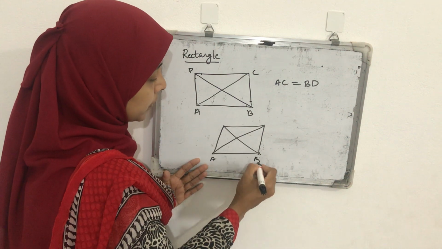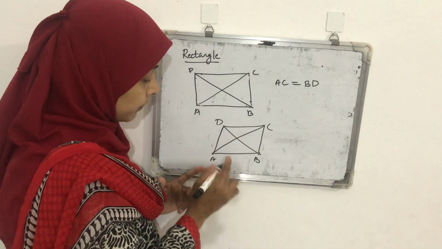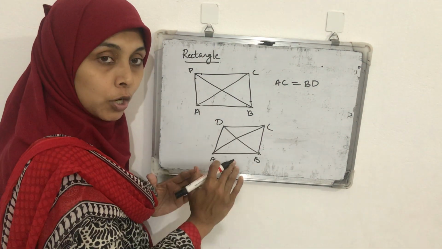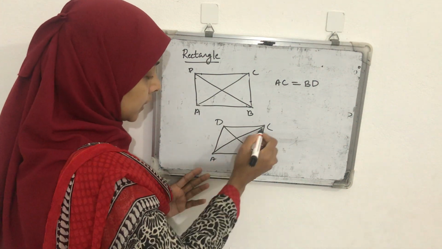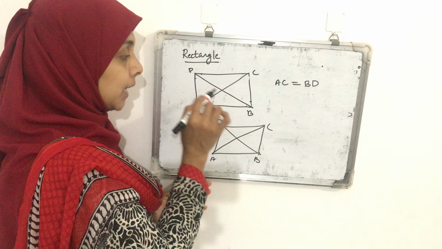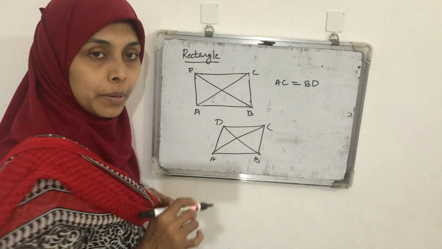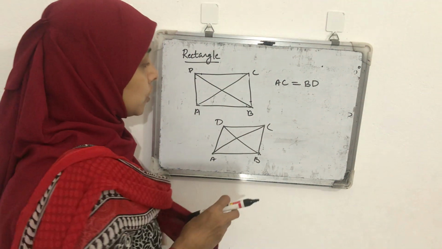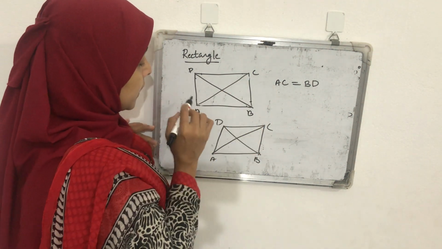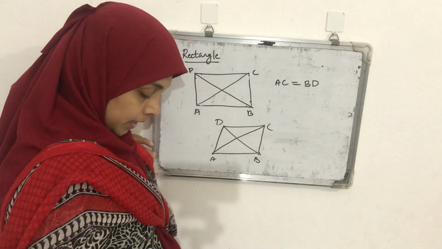If it is ABCD, it is not a rectangle because these angles are not 90 degrees. But it is a parallelogram. Then in this case, AC will not be equal to BD. But if it is a rectangle, AC will be equal to BD. So AC will be equal to BD, and also one more property, all the angles will be 90 degrees.